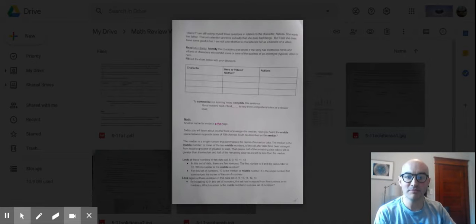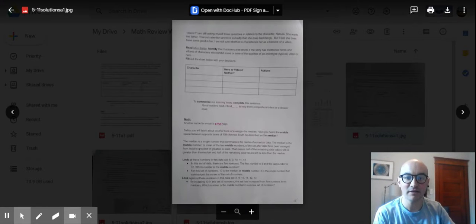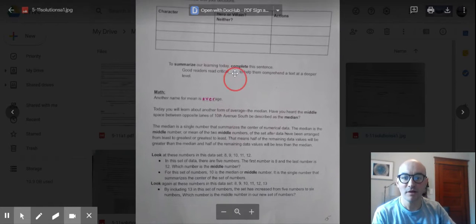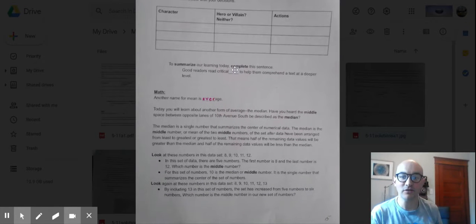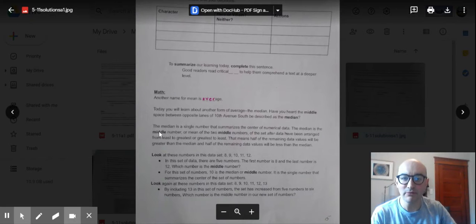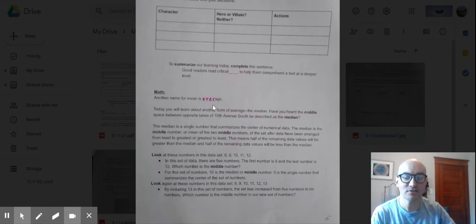I'll start with this page that we're on here. This is part of your packet. It's page 15 in your packet. The math section begins about halfway down the page, so come on down and let's get right into it. A little bit of a review here. Another name for mean is average. So our job was just to fill in those missing letters there.